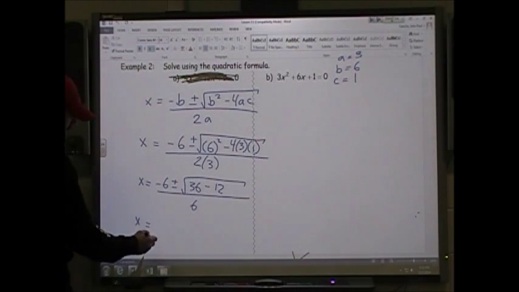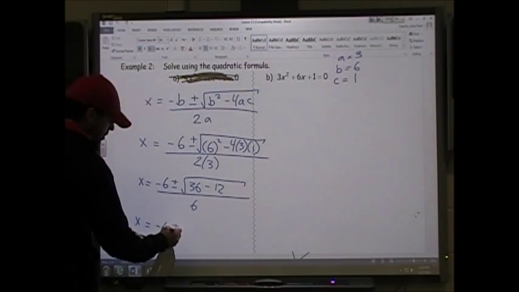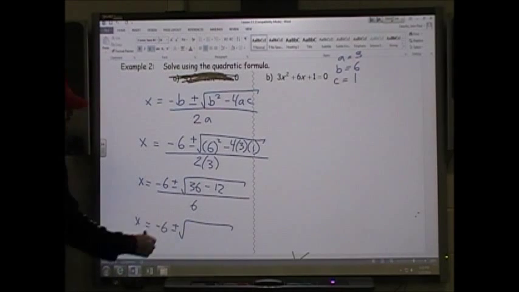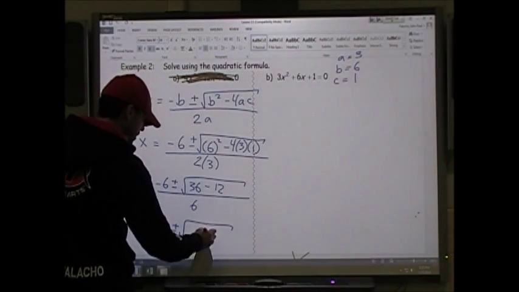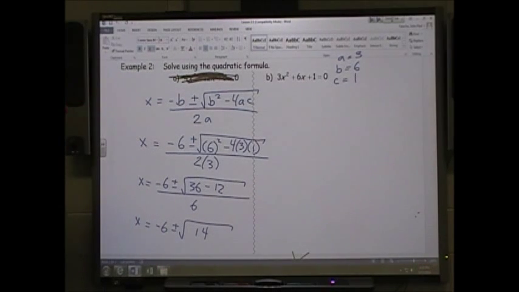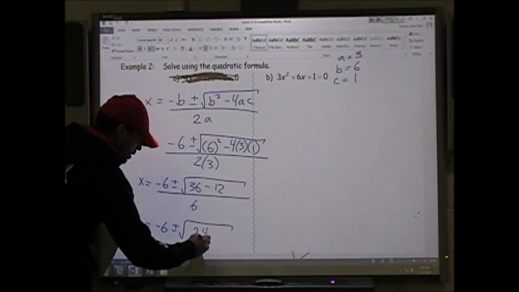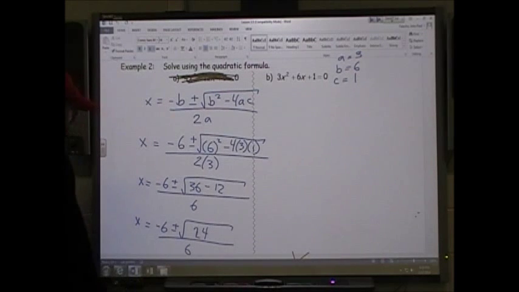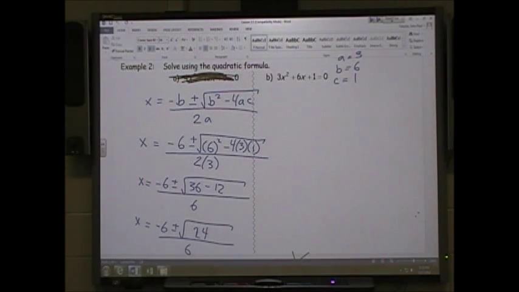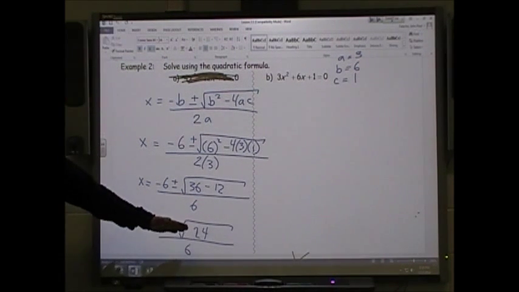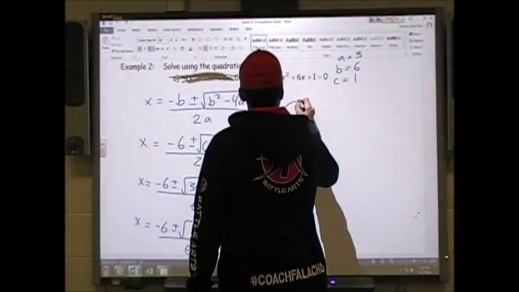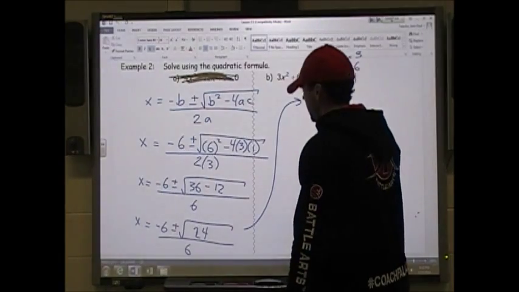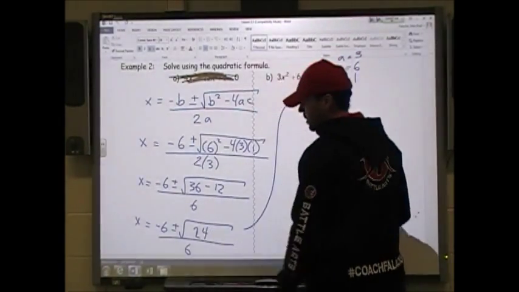Continuing that, this is x equals negative 6 plus or minus the square root of, now 36 minus 12, 24, sorry, all over 6. Now, it's very important to understand that you can't take the square root of 24. So, when you go to break this up, before breaking it up, you have to reduce this.